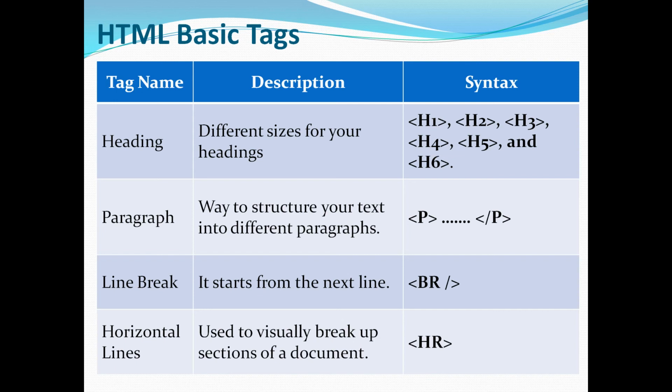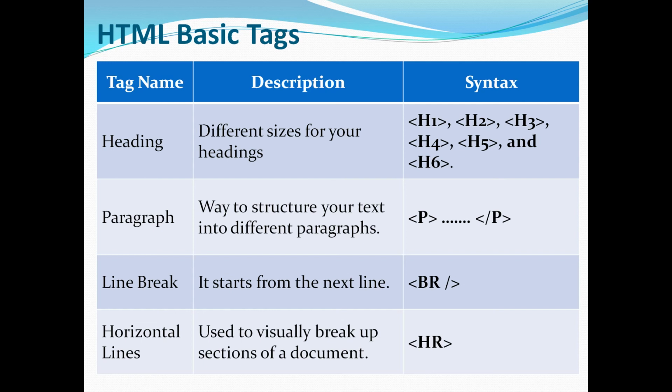The next one is the paragraph tag. It is a way to structure your document or text into different paragraphs. For example, if one page is there and you want to make different paragraphs, then we are using the P tag. P means paragraph tag. If you use the P tag, the data will be aligned in the form of a paragraph. First is the starting P tag, and the next one is a closing P tag.